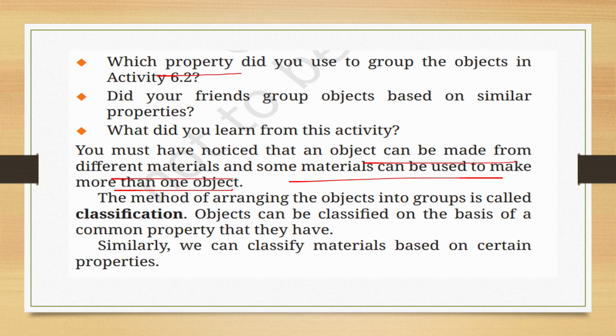An object can be made from different materials. For example, a scale can be made from either plastic or wood. Similarly, some materials can be used to make more than one object. For example, plastic can be used to make scale, sharpener, pen, etc. The method of arranging the objects into groups is called classification. So, what is called classification? The method of arranging the objects into groups is called classification.